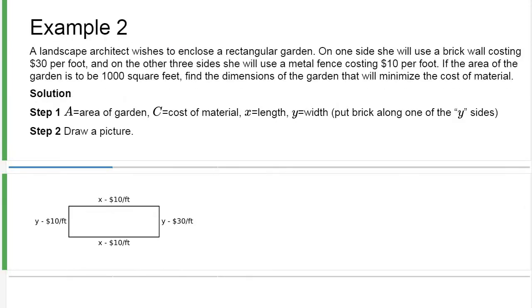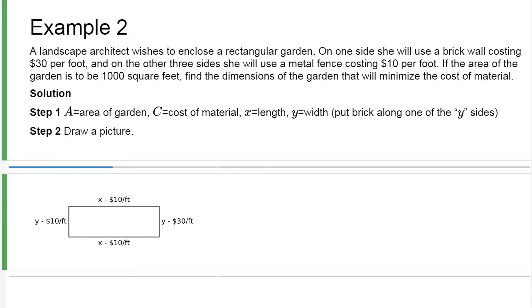Alright, here's example 2. I have another rectangle, a little more complicated this time because the edges of this rectangle are weighted. I'm going to build a wall around this rectangular garden. I'm going to have a brick wall on one side that's $30 per foot, and the other three sides is going to have a metal fence, $10 per foot. I have a given area I want, 1,000 square feet is the desired area of this garden. What are the dimensions that will minimize the cost of this material for the metal fence and the brick wall?